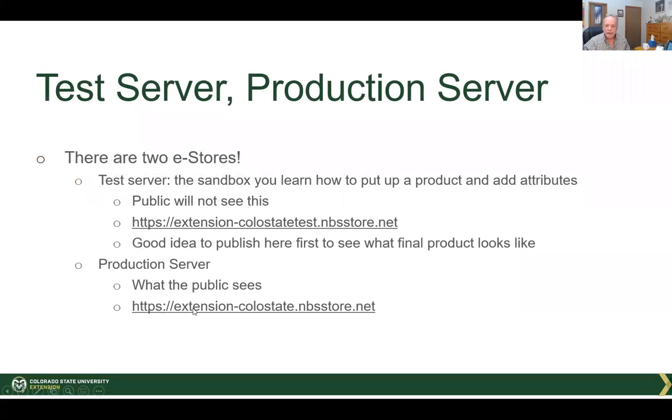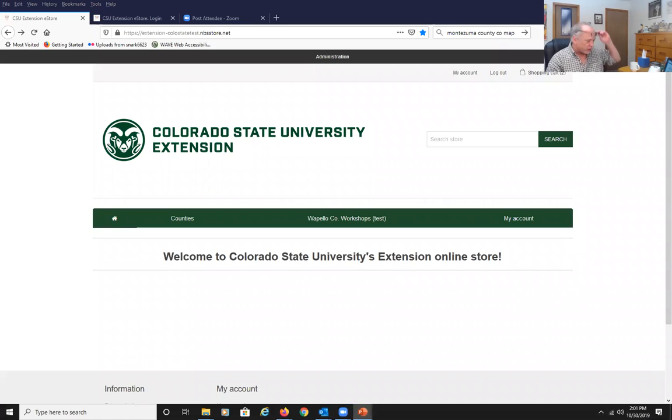So let's go ahead and jump into the recap of our last session. Again, I said pretty much all this already. There are two eStores. There's the sandbox, which is the test server, and then there's the production server, which is what the public sees and how the public can actually buy things. So let's quickly show you both of these. They look quite similar.